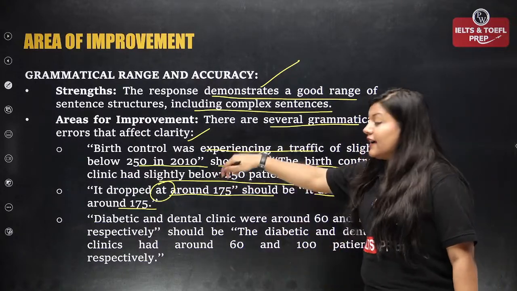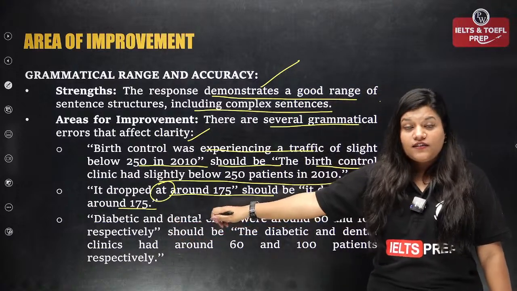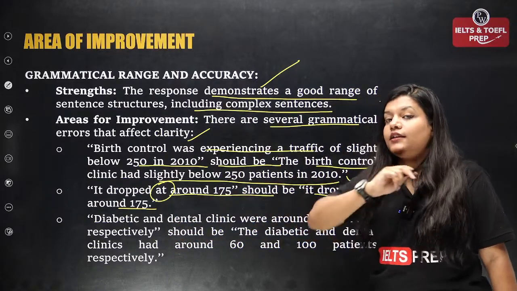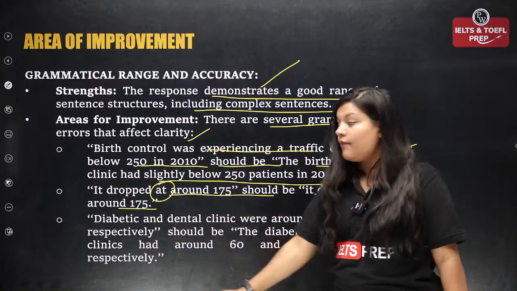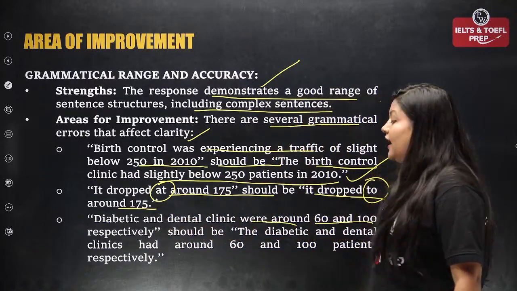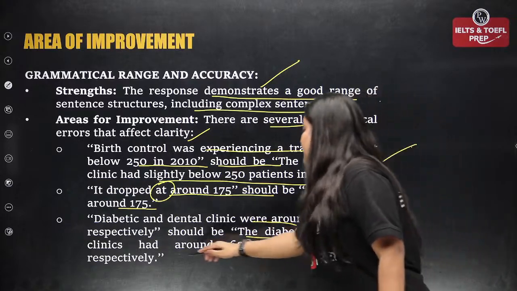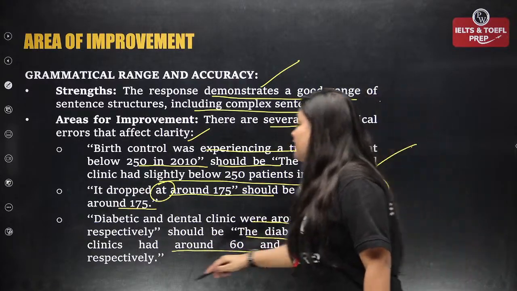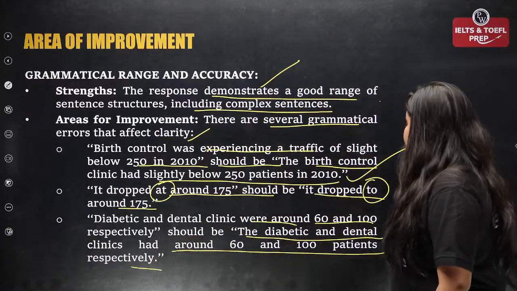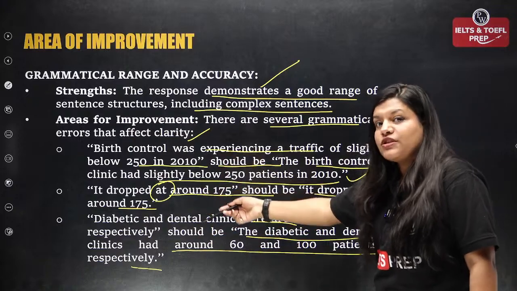It dropped to around 175. Here is a major difference. Now, this one preposition is changing the entire meaning of the sentence. Okay. Now, diabetic and dental clinic were around 60 and 100 respectively. It should be: the diabetic and dental clinic had around 60 and 100 patients respectively. Okay, so basically these categories had this number of patients over there.